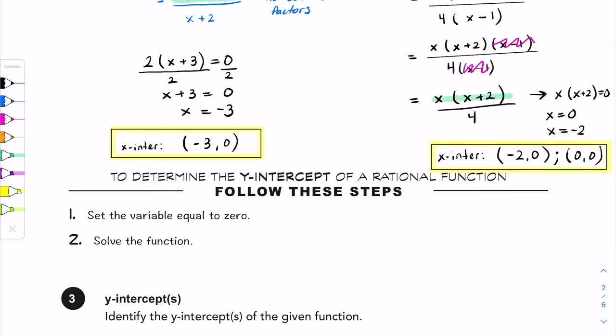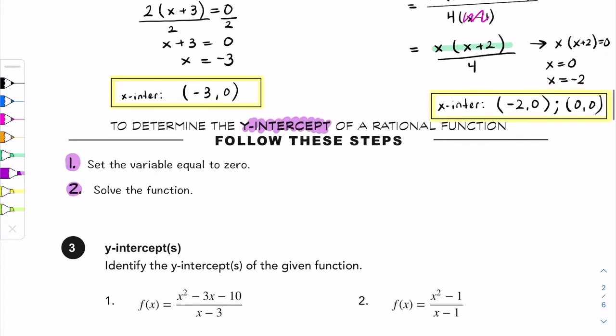Next is our y-intercept. Finding the y-intercept should be something you remember from the past. In this case, you set the variable equal to 0, and then you solve the function. In this case, you'd be solving for y.